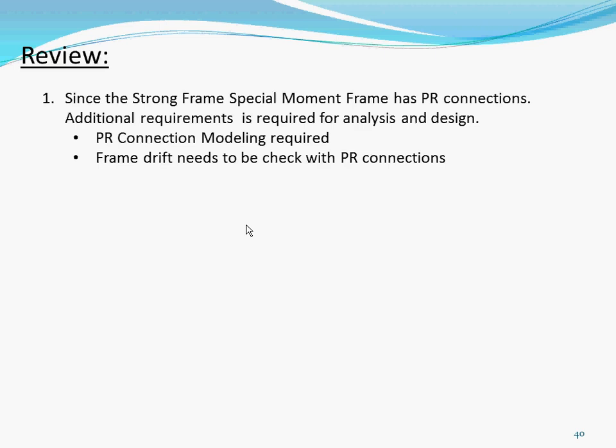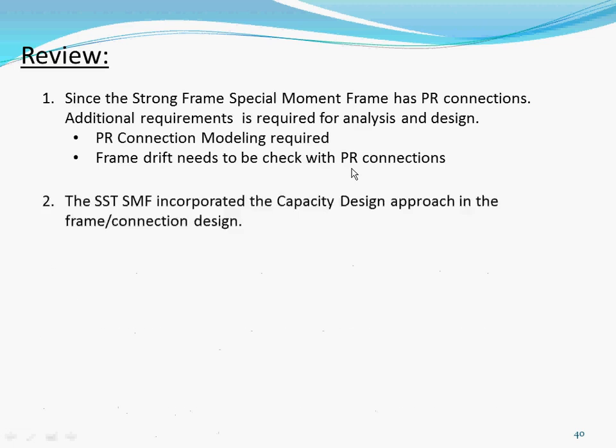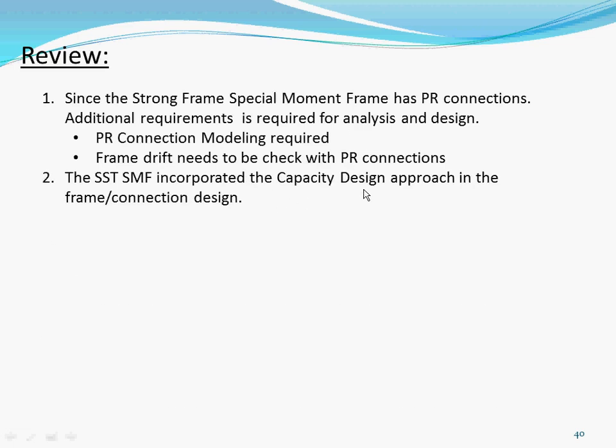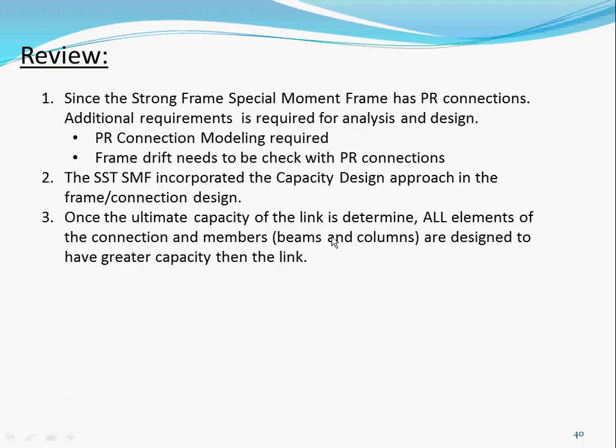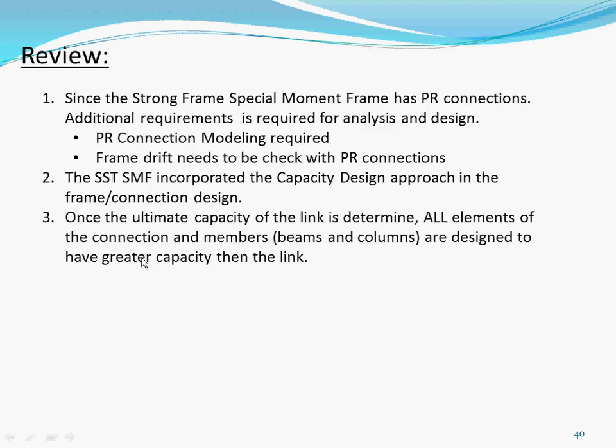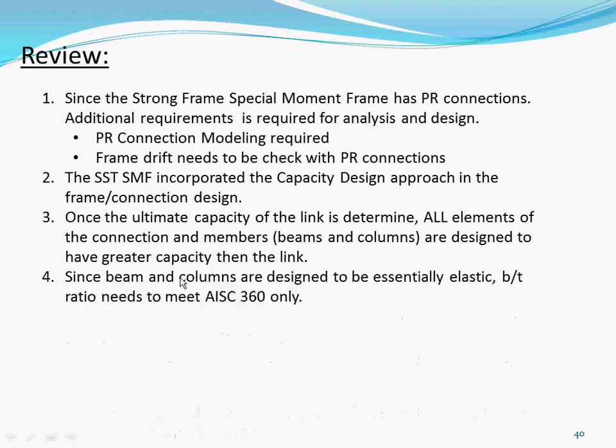Okay, review. Since strong frame has a PR connection, additional requirements are required, like you guys have seen before. PR connection modeling is required. Frame drift needs to be checked for the PR connection. We incorporate capacity design approach in the frame and connection design. So basically, the fuse is a link, a U-link. You design for that first, and then you design everything to be greater than that capacity. Once the ultimate capacity of the link is determined, all elements of the connection, the beam and column, are designed to have greater capacity than the link.